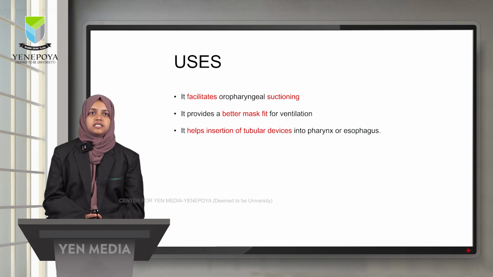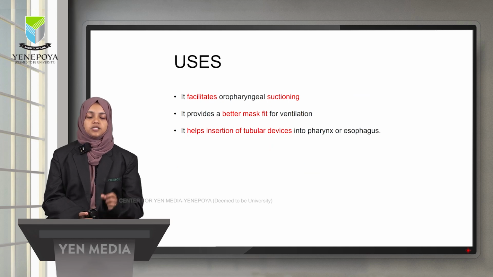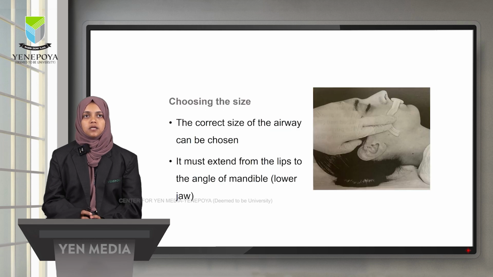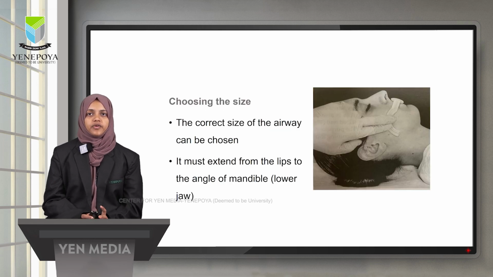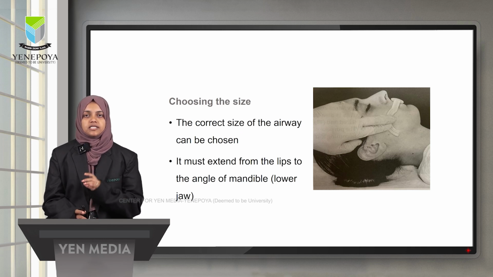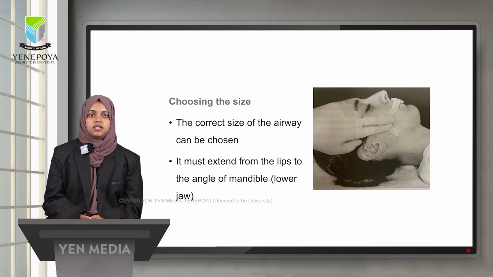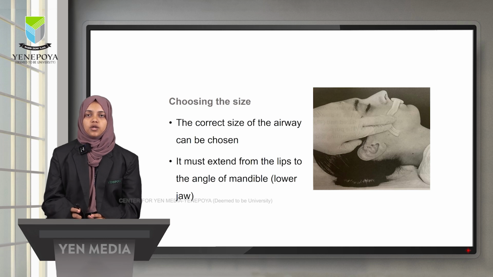Other uses are: it facilitates oropharyngeal suctioning because it has a proper lumen inside. It provides a better mask fit for ventilation, and it also helps to insert tubular devices through it into the esophagus and pharynx. Now, how to choose the proper size of airway? In the case of an oral airway, it should be placed against the patient's mouth as seen in the picture. It should extend from the lips to the angle of the mandible.